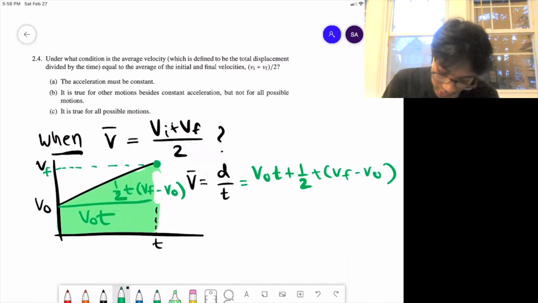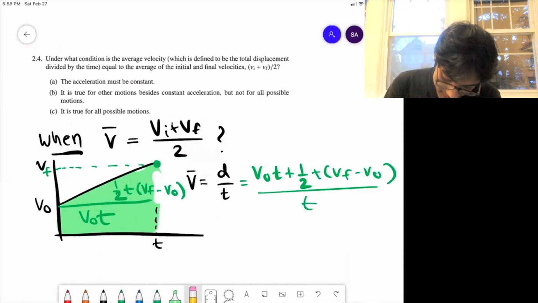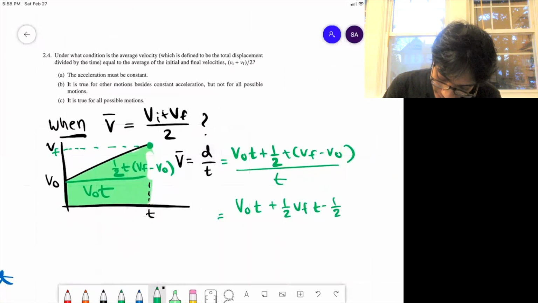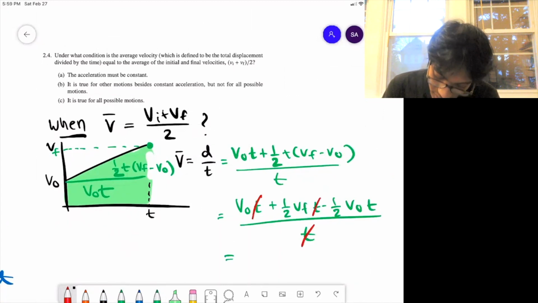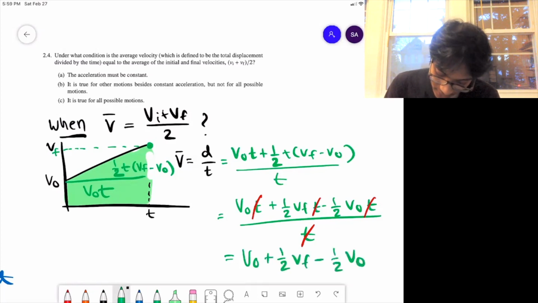So let's add them up. What do we get? I'm going to get divided by t, of course. What am I going to get? Let's see. On the top, I have v naught t plus half vf t minus half v naught t, all divided by t. So what's that going to equal? Well, all the t's cancel out. Notice that. All those t's cancel out, which is what we want, of course. And what do we have remaining? Well, we have v naught plus half vf minus half v naught.